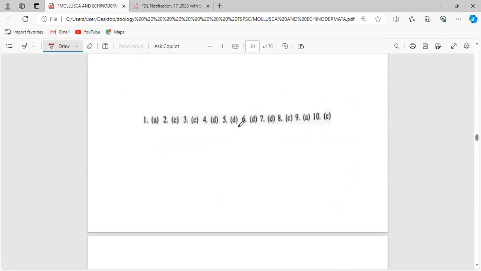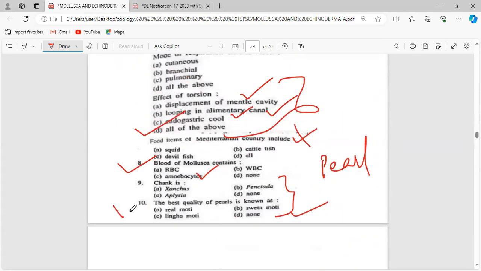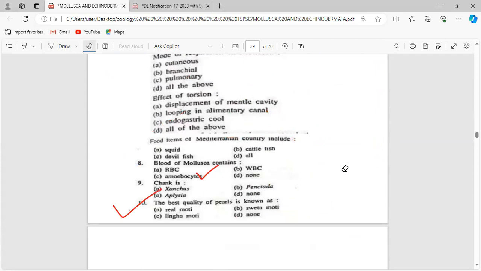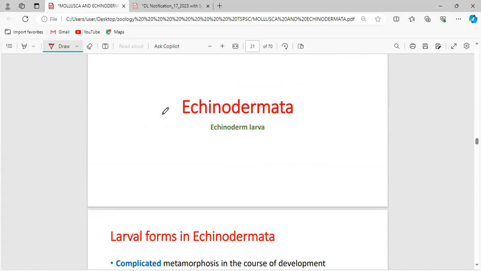Now just tell me the best quality of pearl. The best quality of pearl is the linga pearl. Pearl is said to be moti. So we can call it a linga pearl or linga moti.